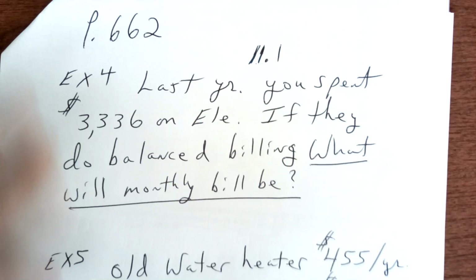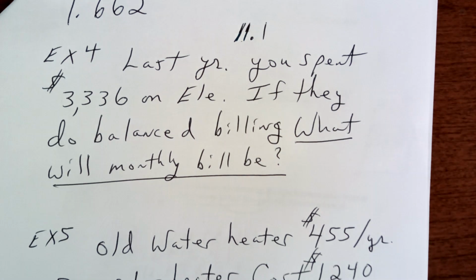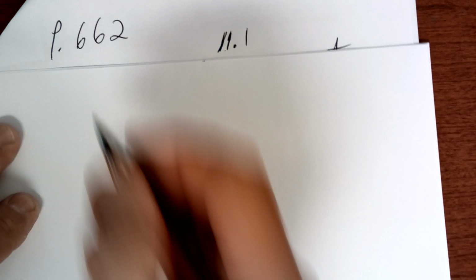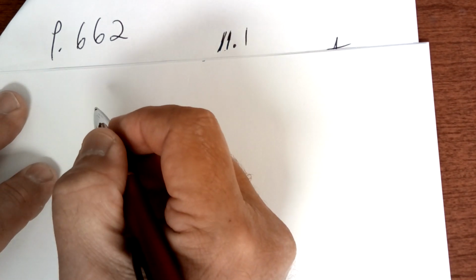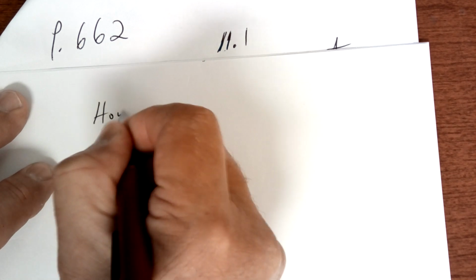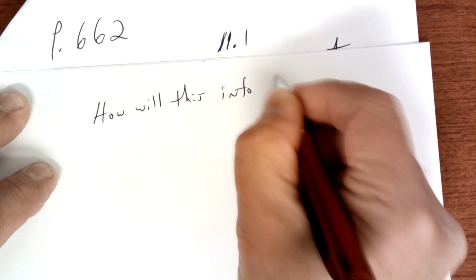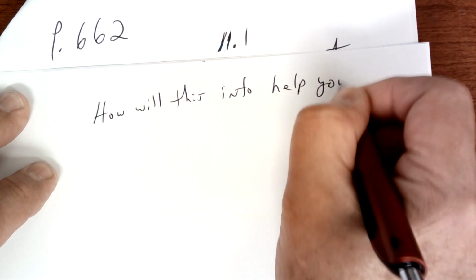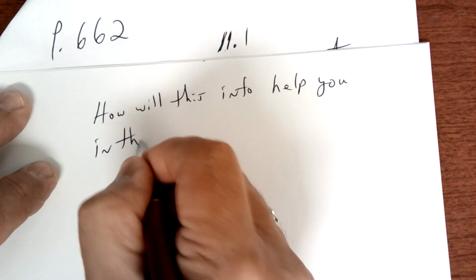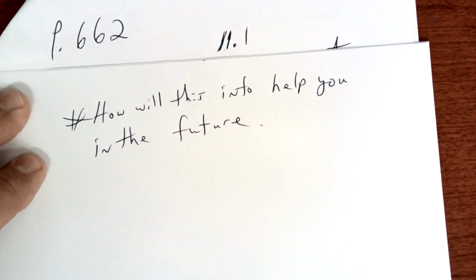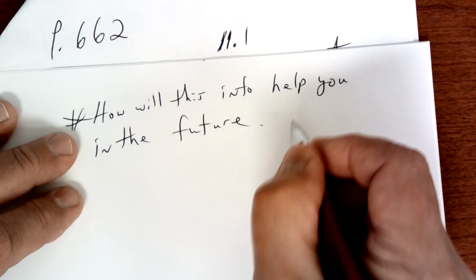What I want you to do now is open up a book to page 662. And before I get into these examples here, I want you to write down how this information will help you in the future. So how will this info help you in the future? Okay? All right, turn to your neighbor and discuss that for 2 minutes.